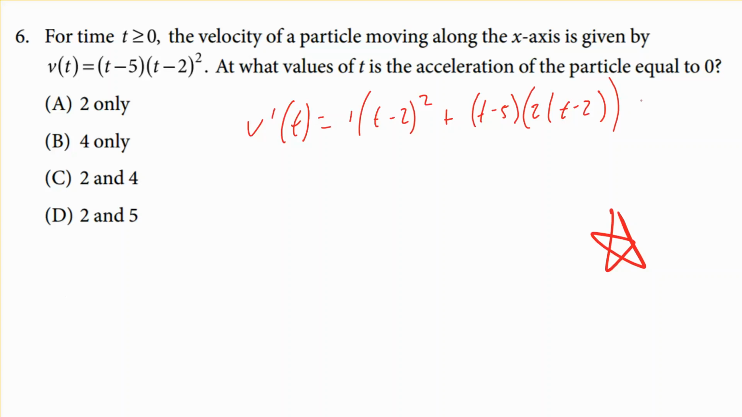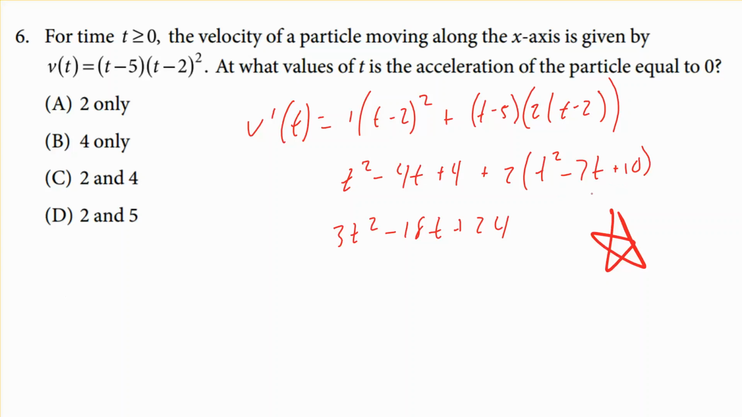And then we can probably do a little simplification. T squared minus 4t plus 4. And then over here, t squared minus 7t plus 10. So 2t squared, 3t squared, minus 18t plus 24. All right, let's factor out the 3. A little algebra test here. T squared minus 6t plus 8, which is t minus 4, t minus 2.